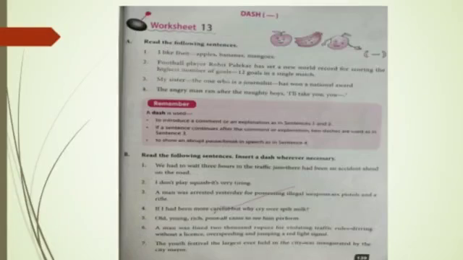Next punctuation mark is the dash. In worksheet 13, we will use the dash punctuation mark. Dash is used to introduce a comment or an explanation, as in sentences 1 and 2. And if a sentence continues after the comment or explanation, two dashes are used, as in sentence 3. To show an abrupt pause or break in speech, as in sentence 4, to indicate an abrupt stop or change of thought also, then we use a dash, as in: I like fruit, dash, apples, bananas, mangoes.